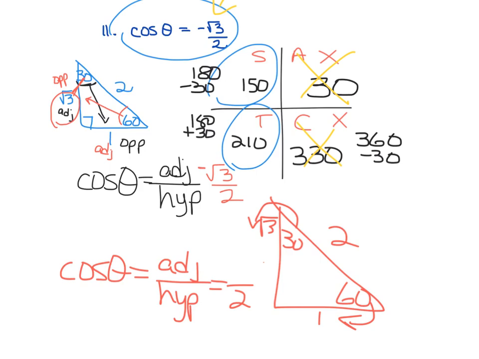Now, if it was adjacent to 60, then all my angles would have been based off the 60. So essentially, when we're doing this, there's going to be 3 different scenarios. We're either going to be using the 45, using the 30, or using the 60. When it's not one of those special numbers, that's when we use our calculator. So let's try one. This time it's tangent.